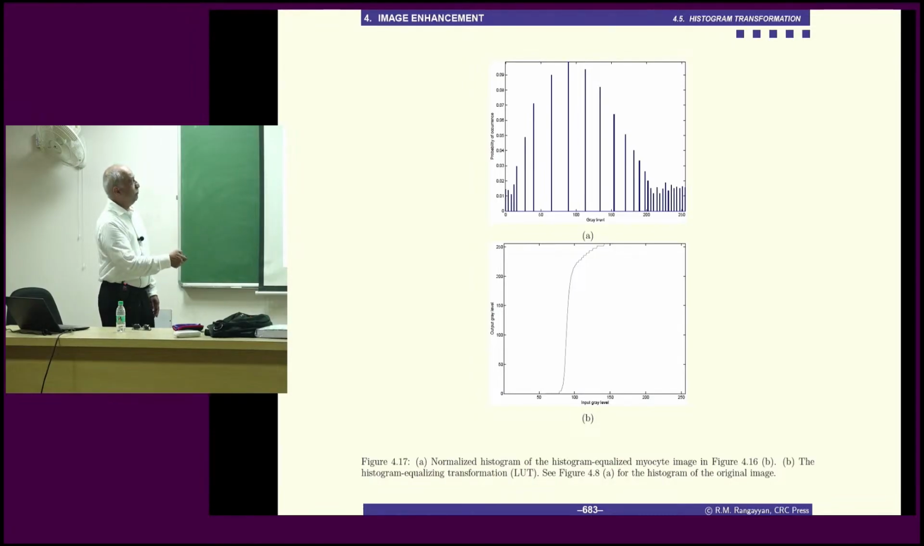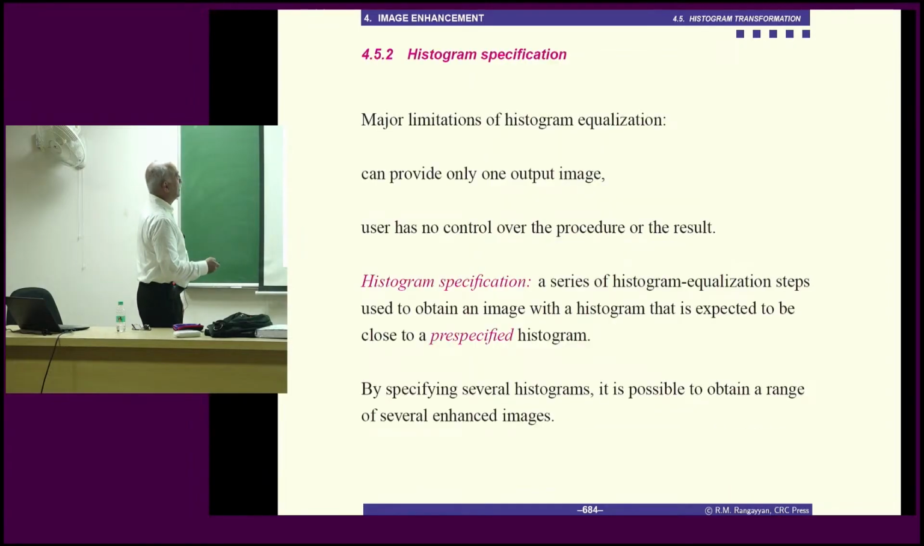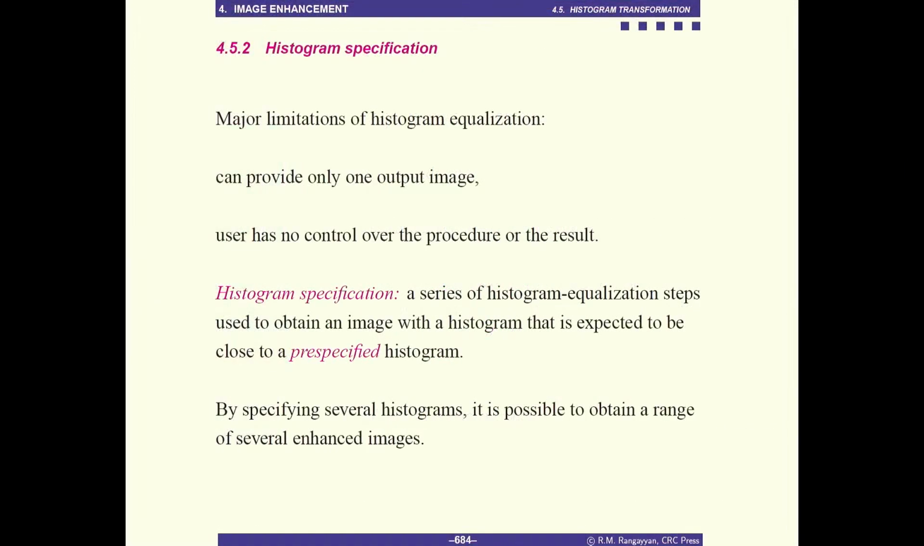That's the output histogram. It's not uniform. It's not just a histogram being uniform. There are other structural details and structural information one needs to look into to judge whether the result is good or not.